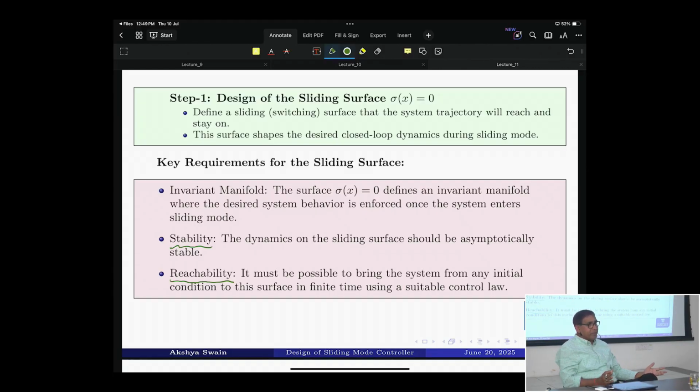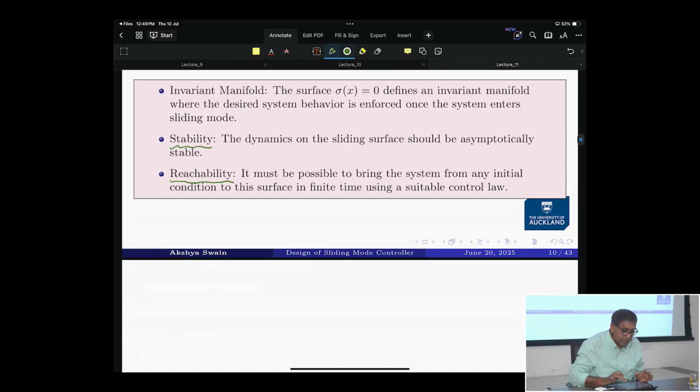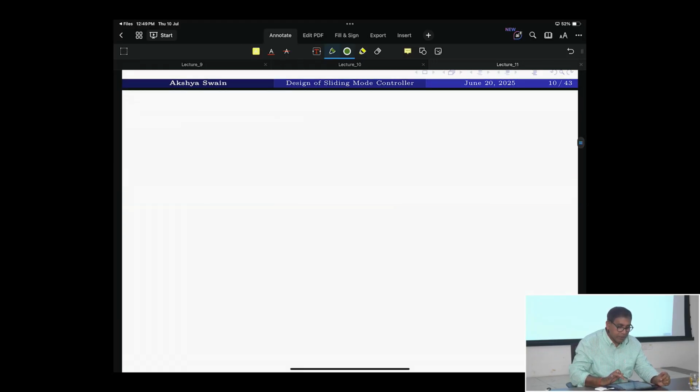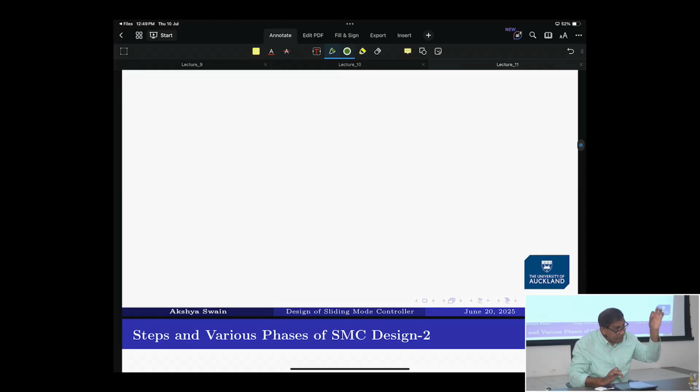Got a point? So we should define a sliding surface. It must be reachable in finite time, because if it reaches after a long time, there is no meaning, right? So these are the conditions. It should be stable, it should be reachable. Because remember, once you are on a sliding surface, all problems are over. The modeling uncertainty, everything, the system will be robust.